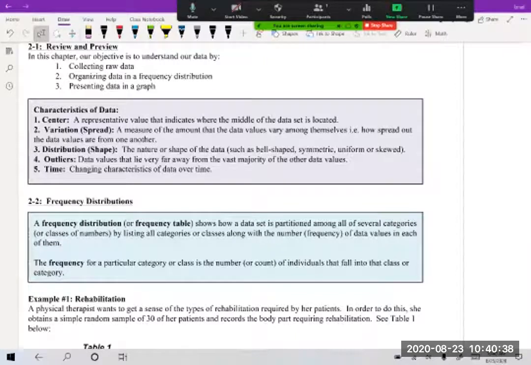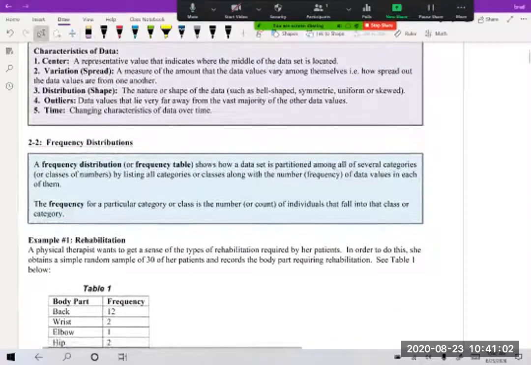Okay, and remember the numbering in the notes is sometimes a little bit off from the numbering in the homework. So this says 2.1, but in reality, 2.1 in your homework probably starts right there at 2.2. So don't let that freak you out. It should be okay. In this chapter, our objective is to understand our data by collecting raw data, organizing data in frequency distributions, and presenting data in graphs.